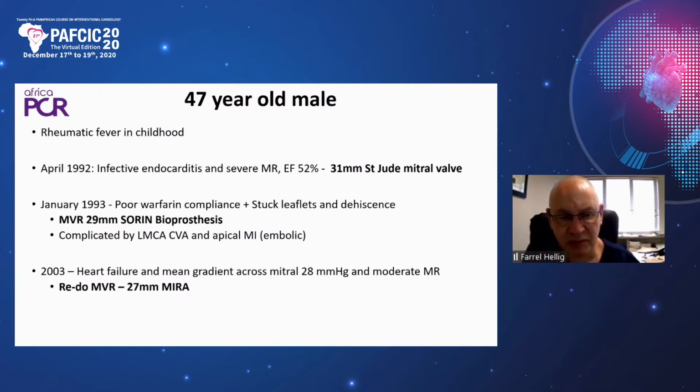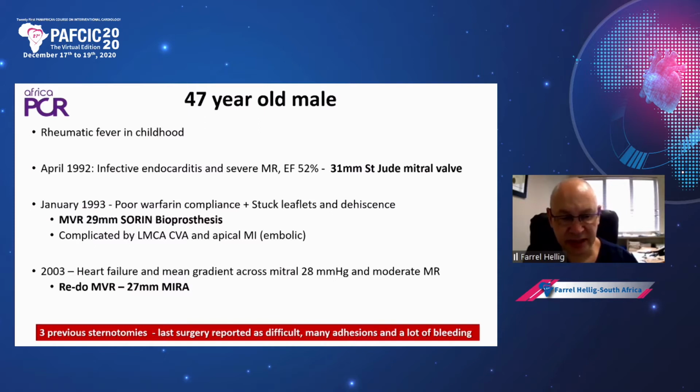And the surgery was complicated by CVA and apical MI, which was embolic. But as expected, this valve only lasted 10 years. And in 2003, he presented with heart failure and mitral stenosis, moderate mitral regurgitation, and had redo metallic mitral valve with a 27 millimeter Myra valve. So he's had 3 previous stenotomies, and the last surgery was reported as very difficult with many adhesions and lots of bleeding.